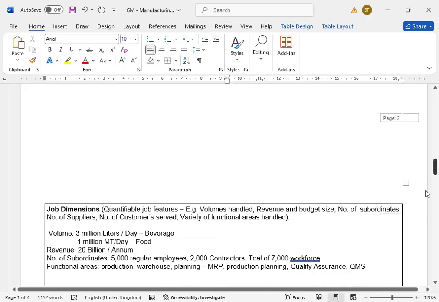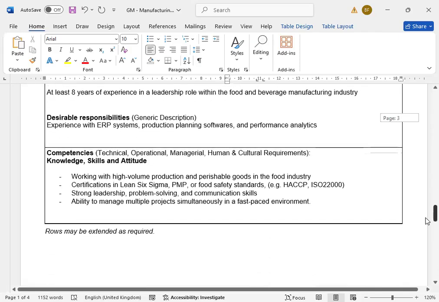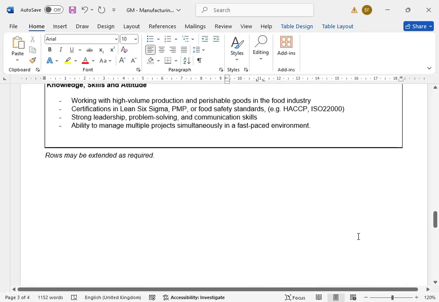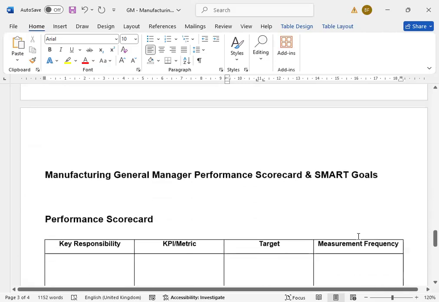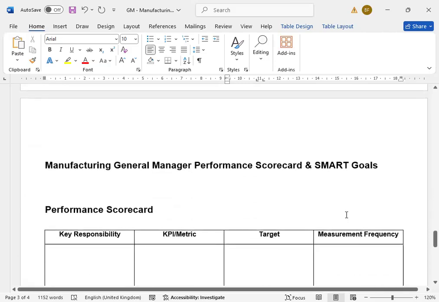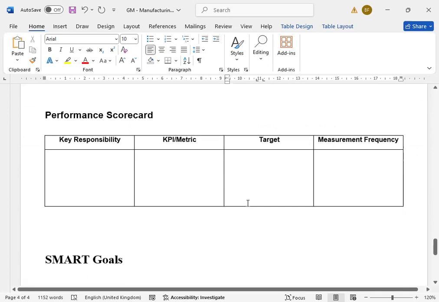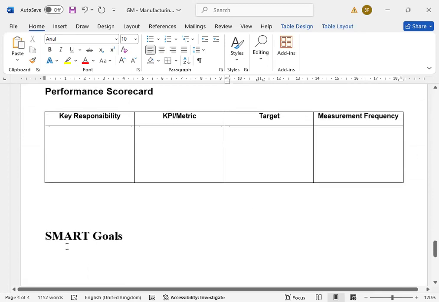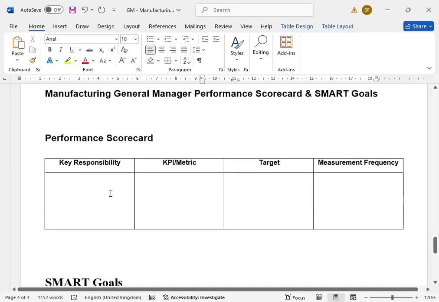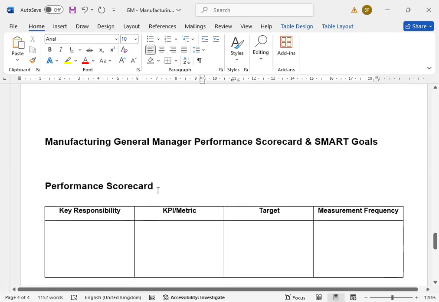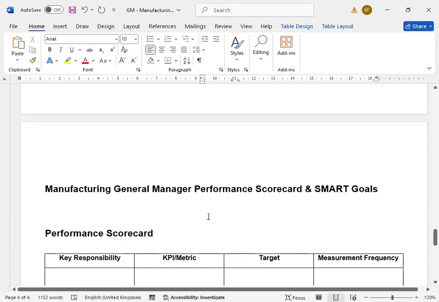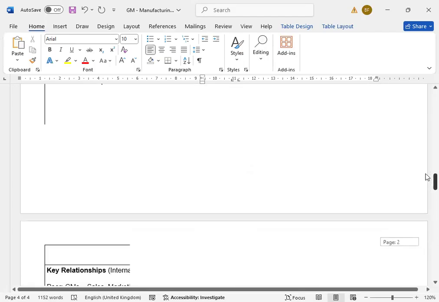Okay, so this is it for our first lesson, which is for the job description writing. And the next time around, I'm gonna be doing the performance scorecard, and this will not take a long time, and also the SMART goals for the same position. So I'm just gonna do it next time because we don't have much time left. I just want to say that I hope you like this and you learn from this lesson that we are having here.